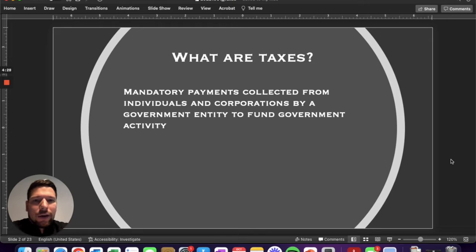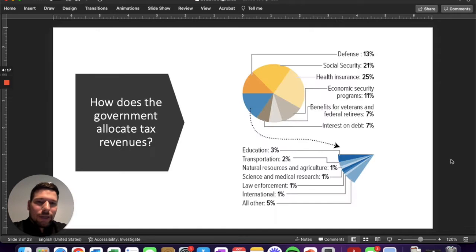So, first off, what are taxes? And this might be trivial to some of you, but taxes are mandatory payments collected from individuals and corporations by a government entity to fund government activity. And we'll actually talk about on this next slide where that money is actually going. What are the government activities?